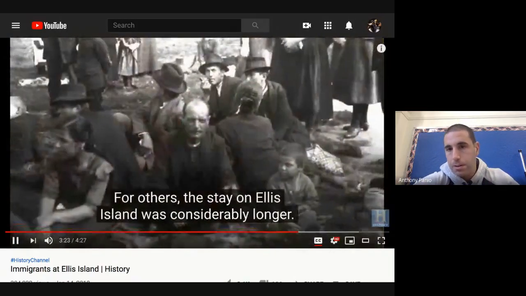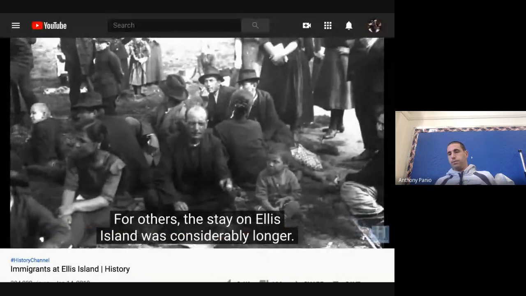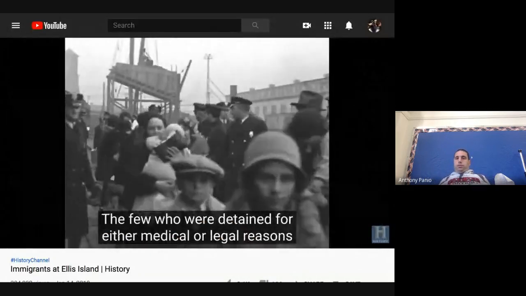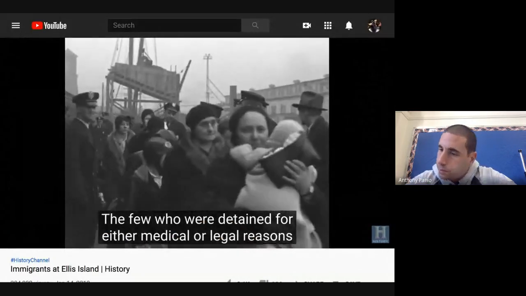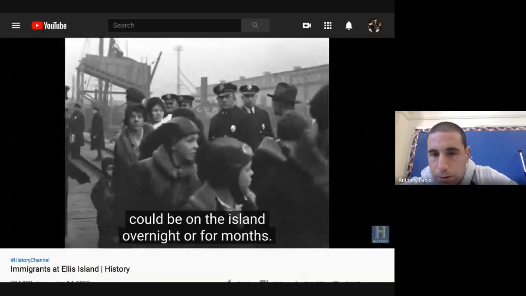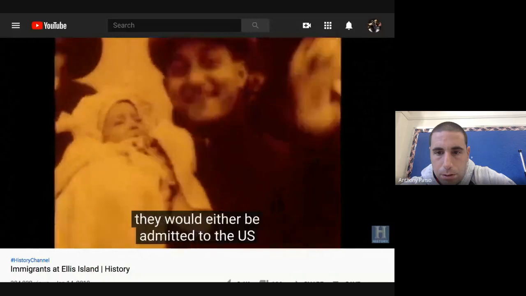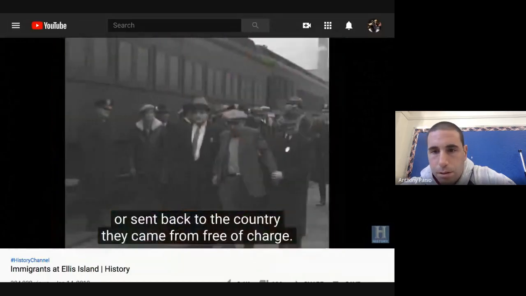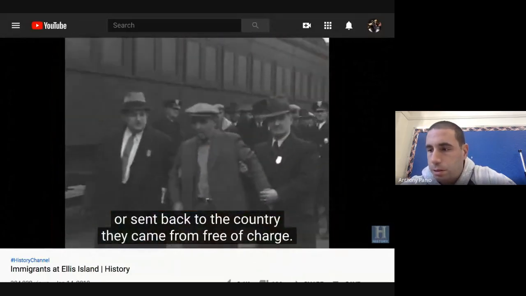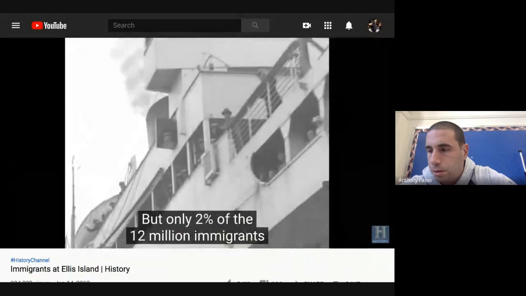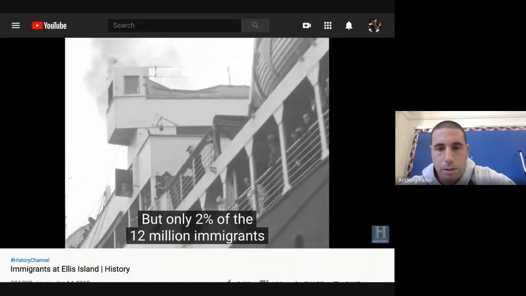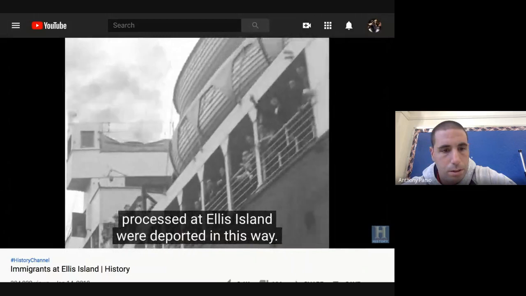For others, the stay on Ellis Island was considerably longer. The few who were detained for either medical or legal reasons could be on the island overnight or for months. Once their records were finally reviewed, they would either be admitted to the U.S. or sent back to the country they came from, free of charge. But only 2% of the 12 million immigrants processed at Ellis Island were deported in this way.